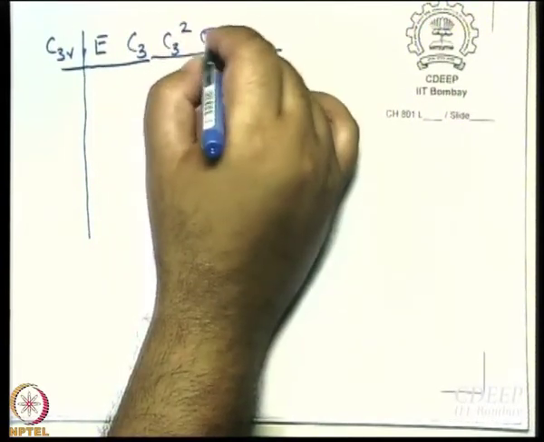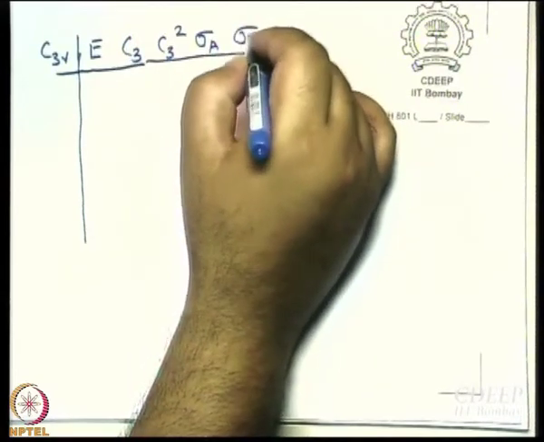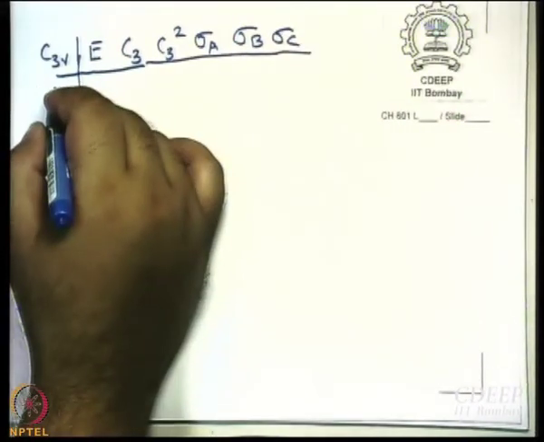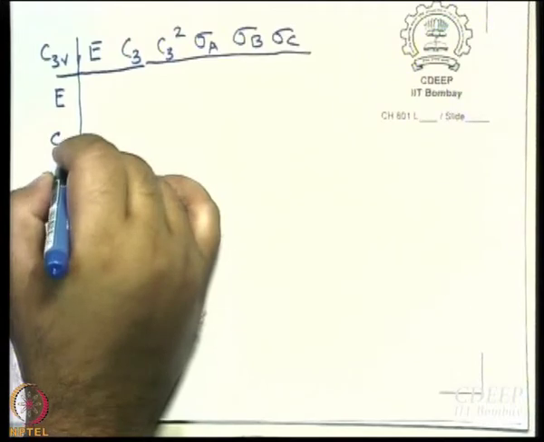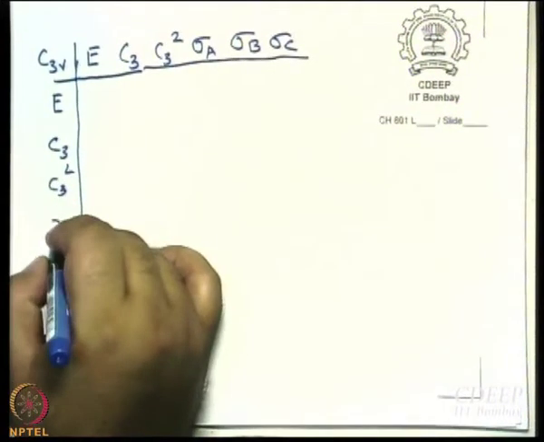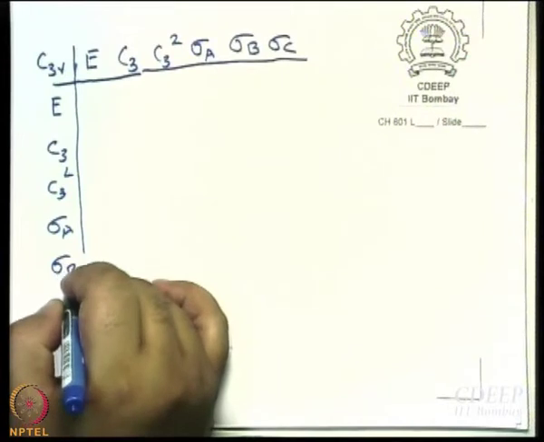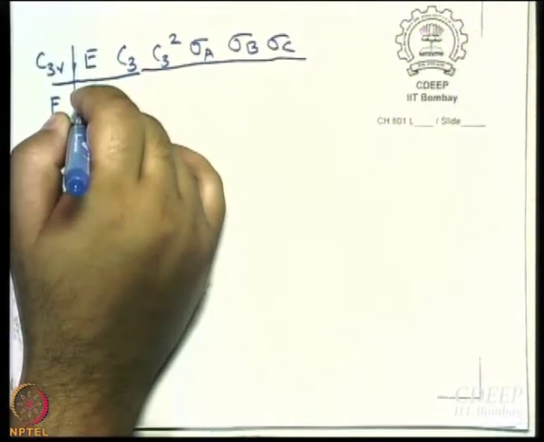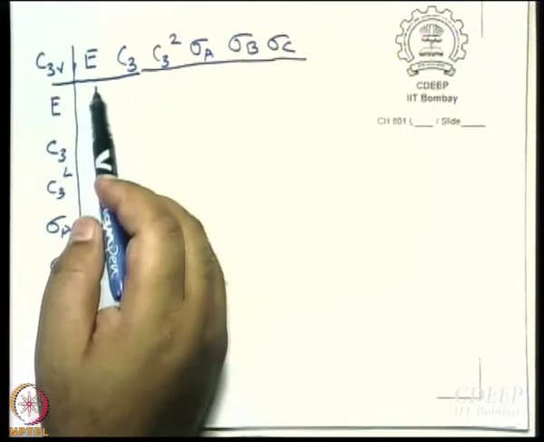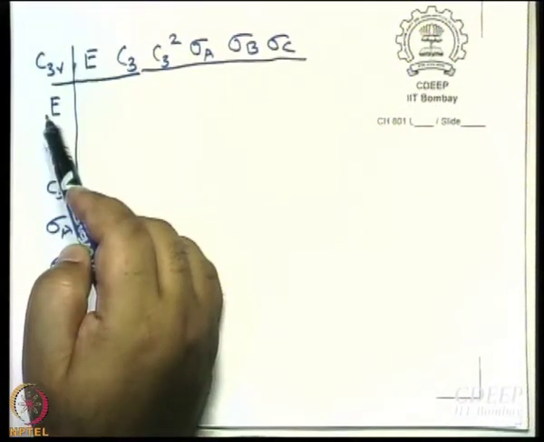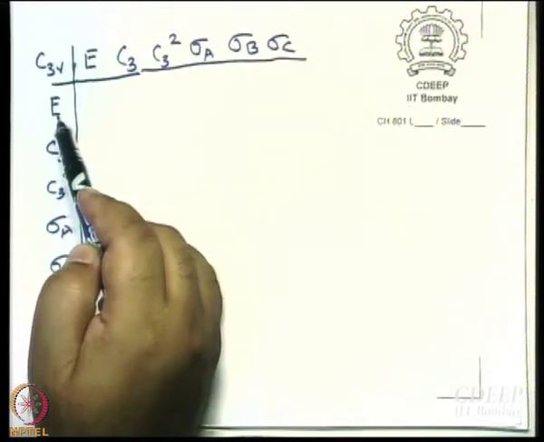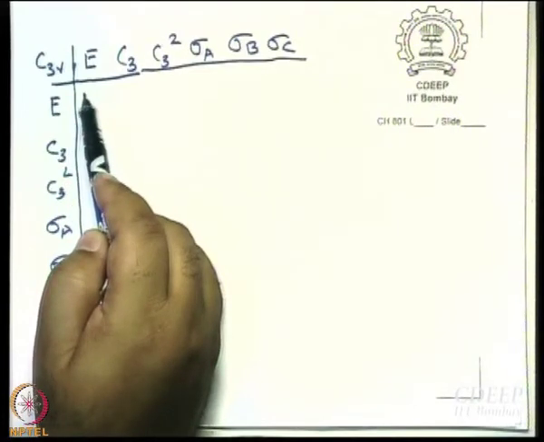square. In fact, I will write sigma A, sigma B, sigma C. Now, let me write it here as well: E, C3, C3 square, sigma A, sigma B, sigma C. So, how do I write this element? This is EE. Which E first? This first, this second. What is E dot E? E.